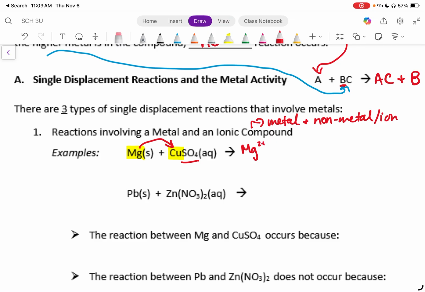Remember that magnesium has a 2+ charge, sulfate has a 2- charge. When I cross those charges, I just end up with MgSO4, plus now I'm going to have just regular old copper metal. This would be aqueous because it would be dissolved, and copper metal.